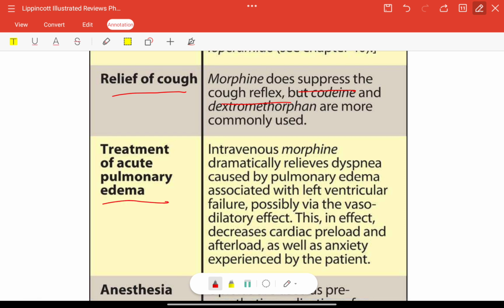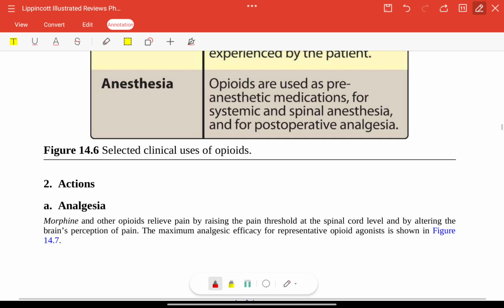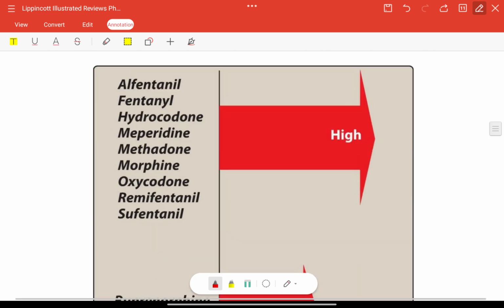Treatment of acute pulmonary edema: IV morphine will relieve dyspnea caused by pulmonary edema. Anesthesia: opioids are used as pre-anesthetic medications, and systemic and spinal for post-operative analgesia. Now, analgesia: morphine and other opioids relieve pain by raising the pain threshold at the spinal cord level.